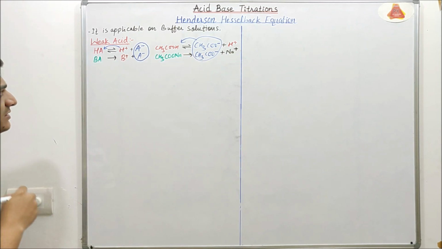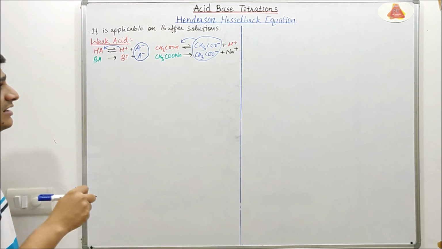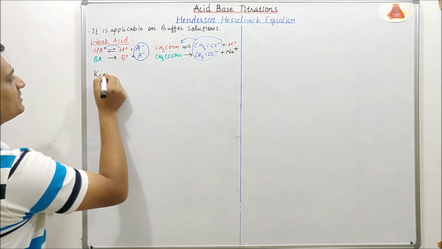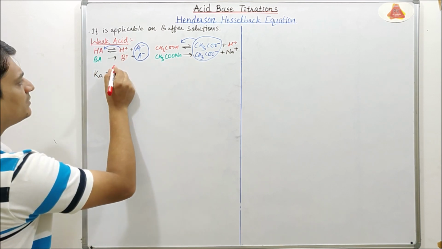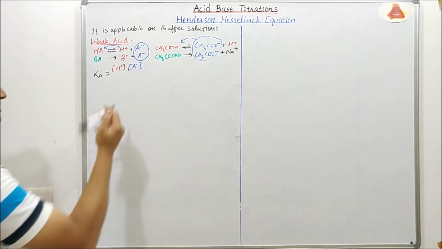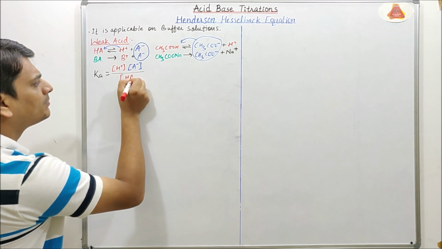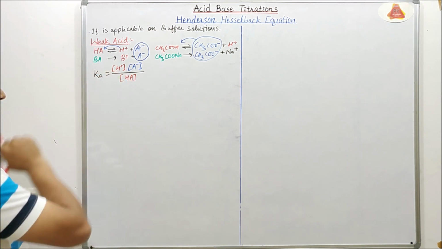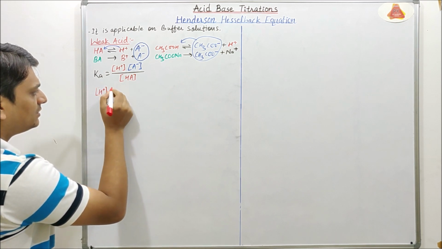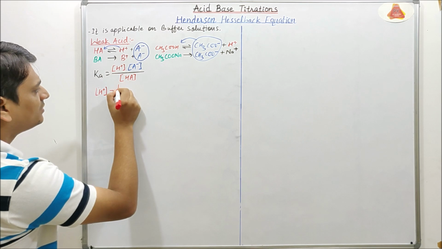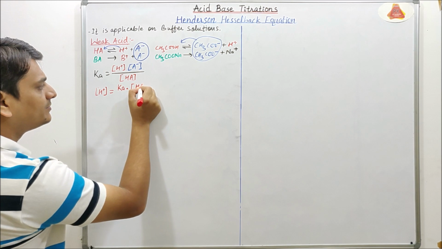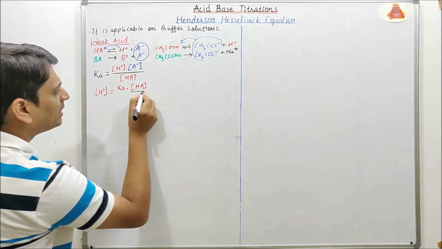Now let's apply the dissociation constant, or Ka value, in this equation. So Ka is equal to H plus into A minus divided by HA. Now if we rearrange this equation for H plus, it will be H plus is equal to Ka into HA divided by A minus.